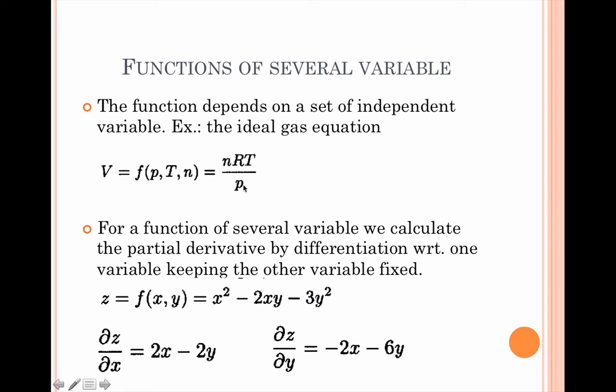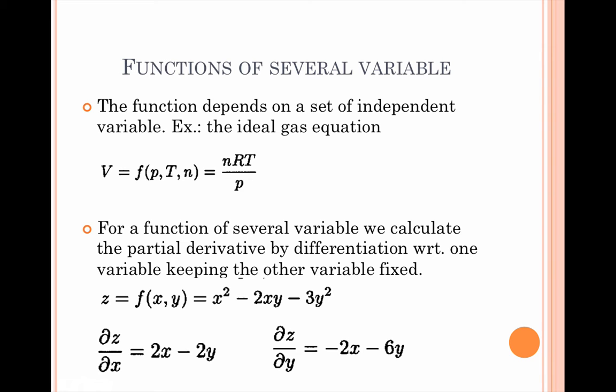For such a function of several variables, we can calculate what we call the partial derivatives by differentiation with respect to one variable and keeping all other variables fixed. For example, if we have the function z equal to x squared minus 2xy minus 3y squared, then we can calculate the partial derivative of the function with respect to x. This will give us from this term 2x, from this term it will give us minus 2y, and this term will not contribute because this is a constant with respect to x.